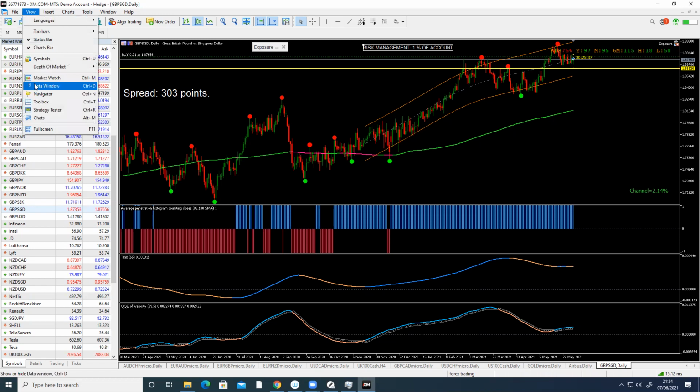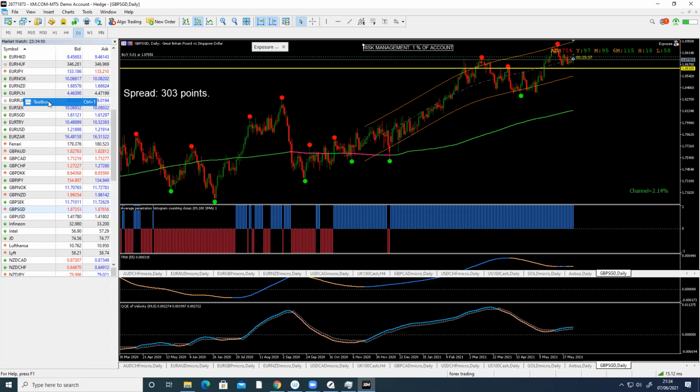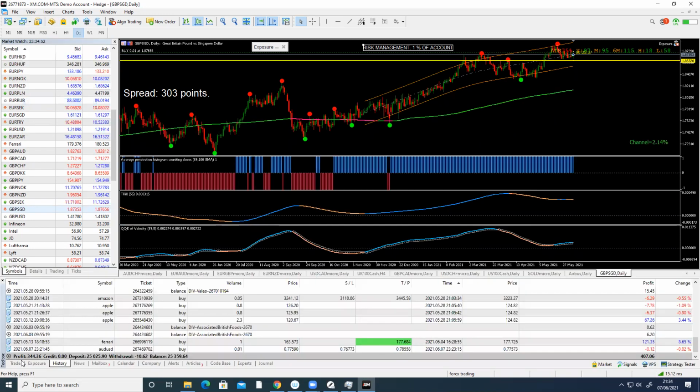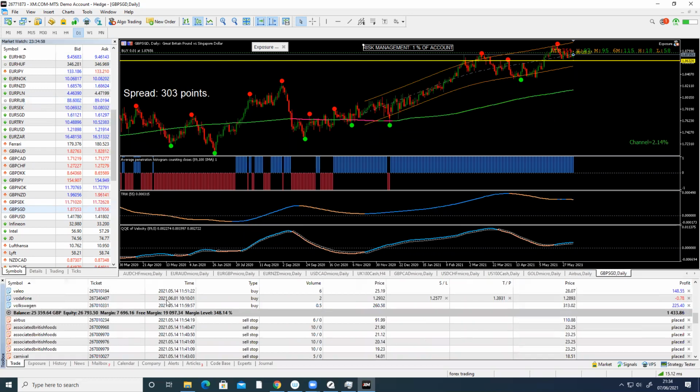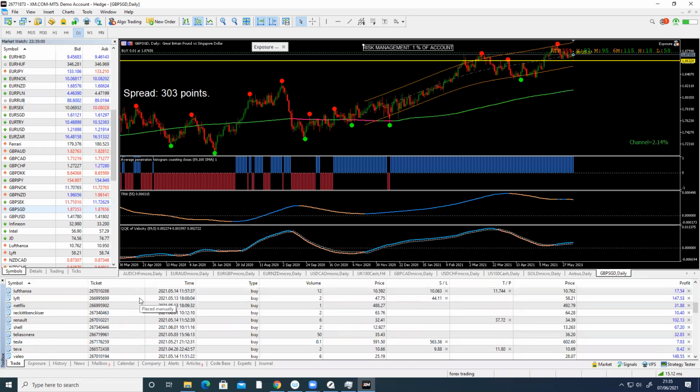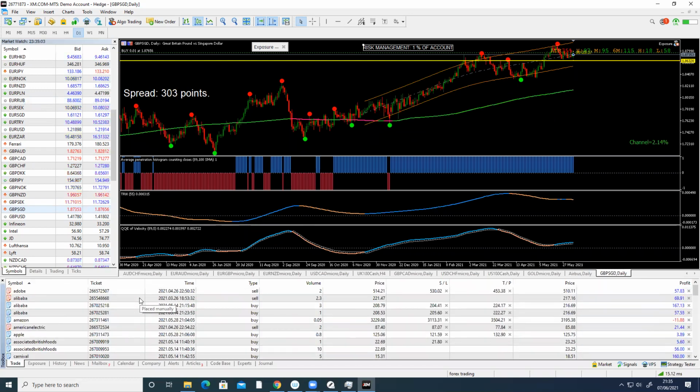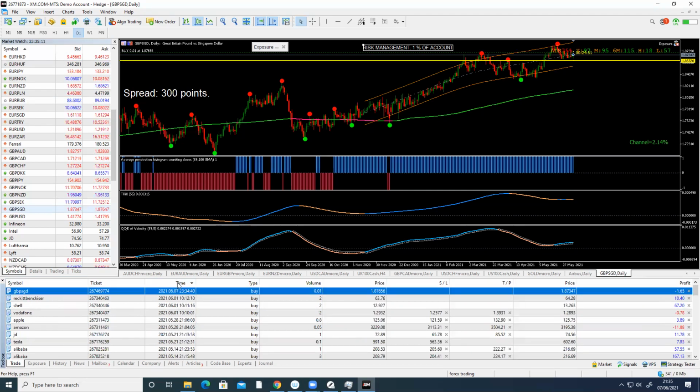If you go to view and you go to toolbox, you'll be able to see the trade that was taken just now, which is the GBPSGD. So GBP, there it is. Also, guys, if you want to arrange these in terms of time when you did it, GBPSGD is the latest one. It cost me £1.66 to get into this trade.